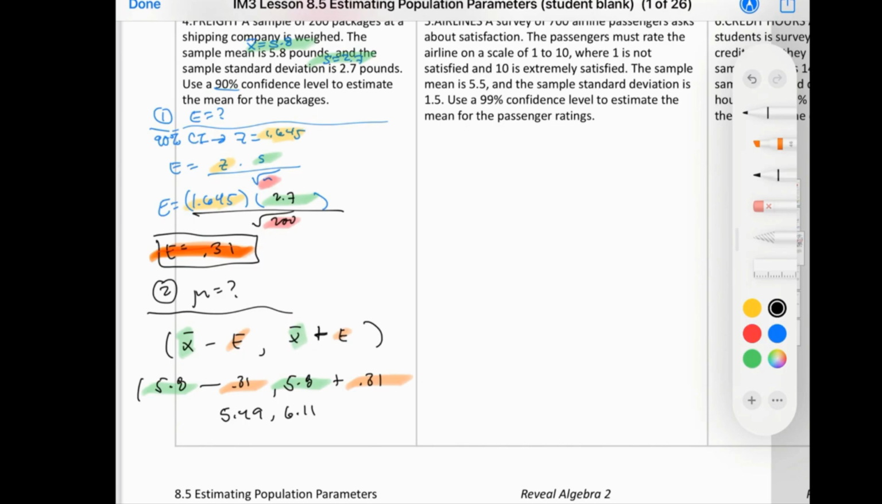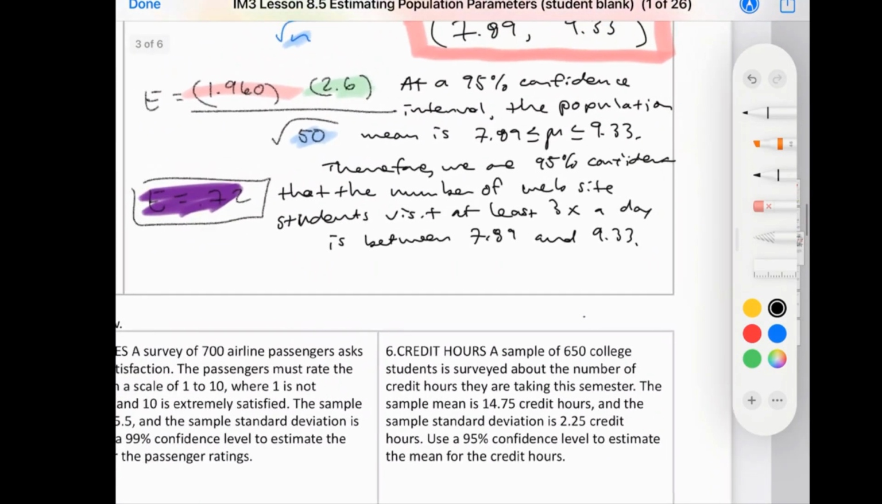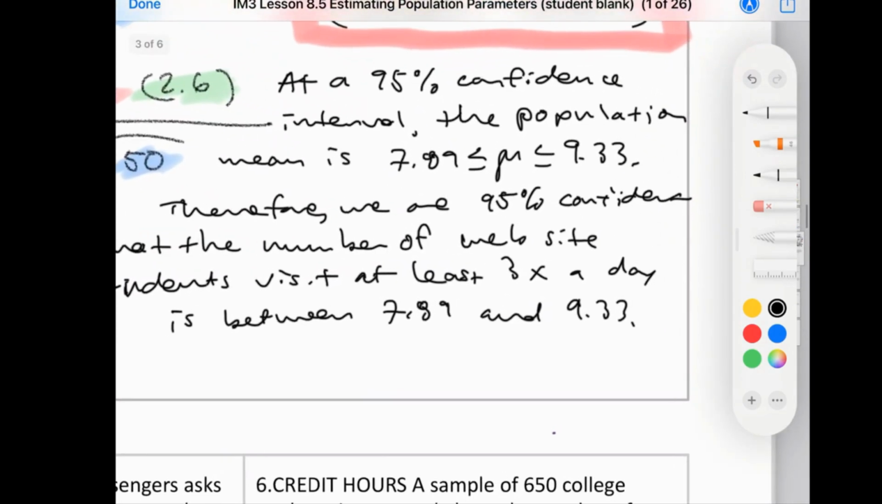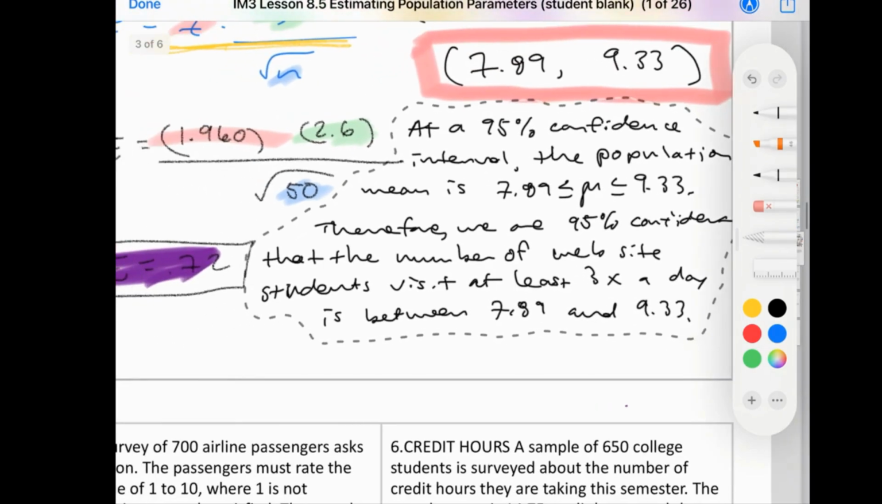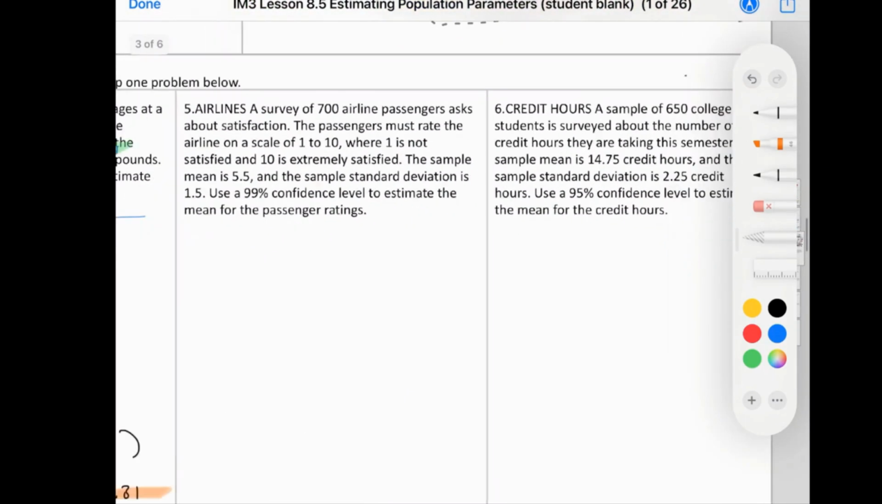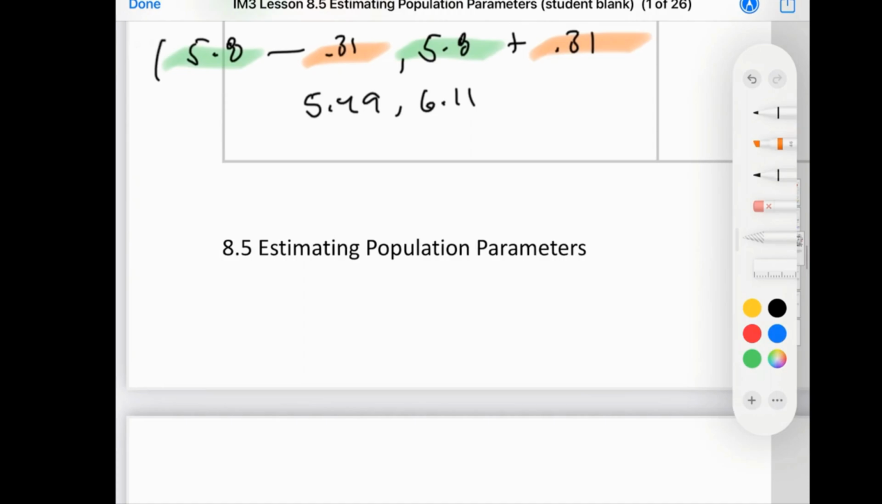So again, we don't know the population size of those packages, but we are 90%. Let's write that sentence frame. Guys, this is what I'm telling you about. Technology is really helpful for me. Instead of writing all that out, let's see. Magic.